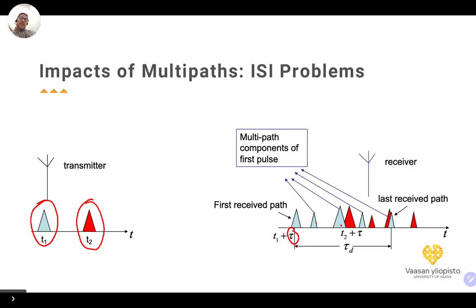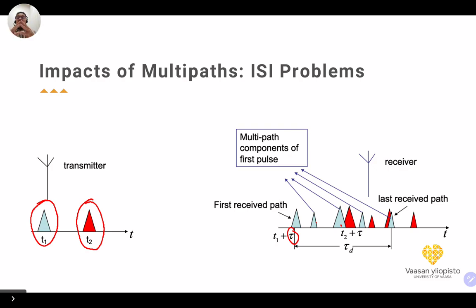And by the way, the delayed version sometimes can be even stronger than the direct received one, or the first received one. And now when we send the second symbol, you can see that the second symbol has interfered with one of the delayed first symbols, and then we have other delayed symbols interfere with each other. This problem is called the inter-symbol interference problem. In that case, the signal quality can be degraded very much due to this inter-symbol interference.